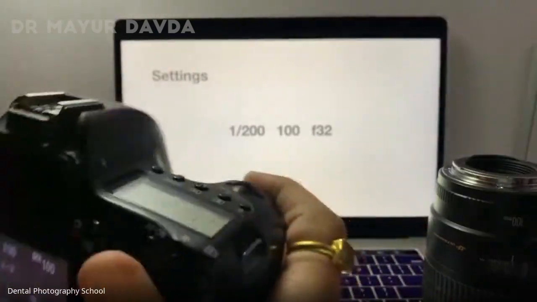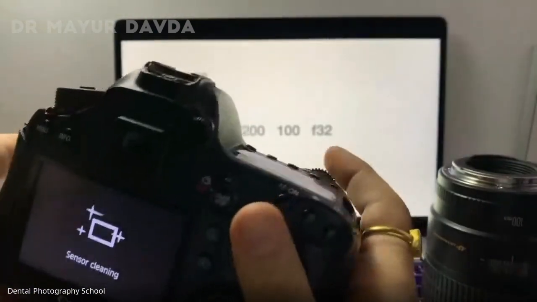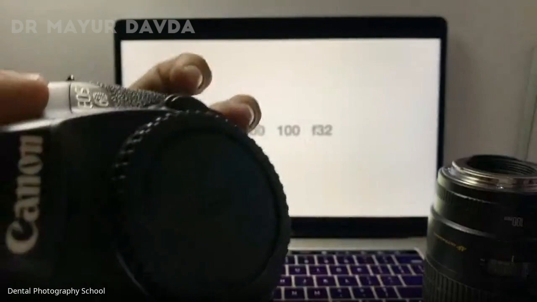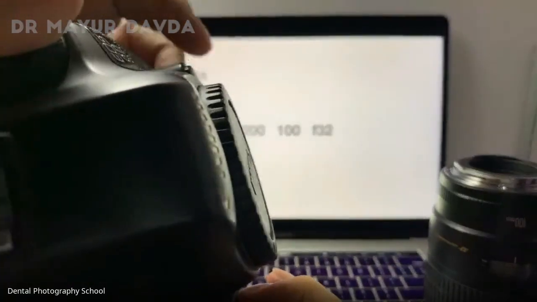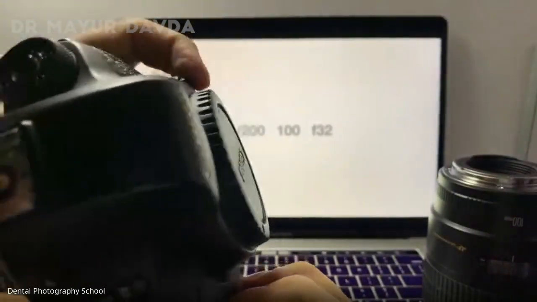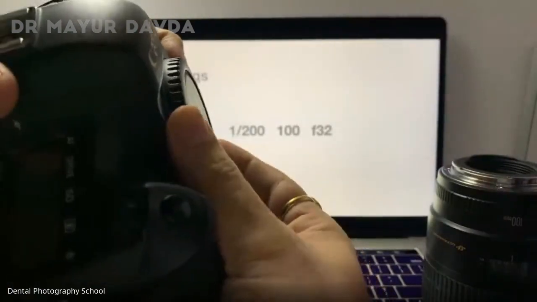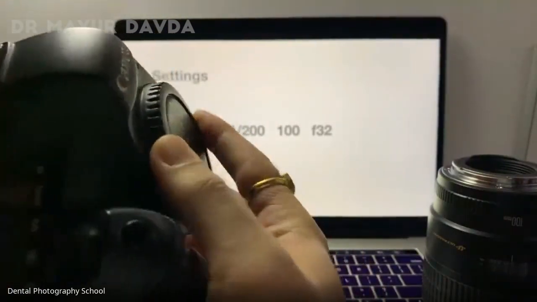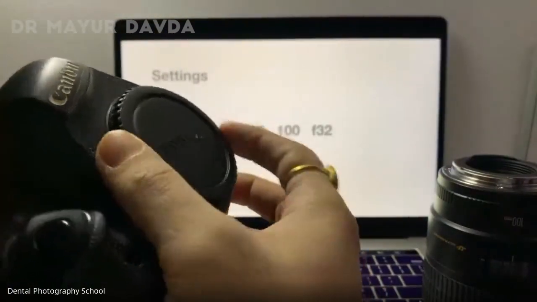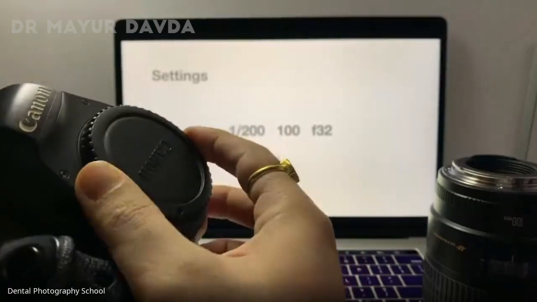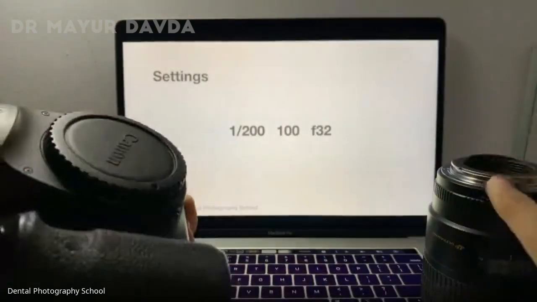All right. I'm just going to put my camera off, and I'm going to press and hold the lens release button. That's this one. I'm going to press and hold it, and I'm going to rotate this, and this is unlocked. So this cover of the camera is unlocked. You can see that. As soon as I take it off, I'll be able to mount my lens.